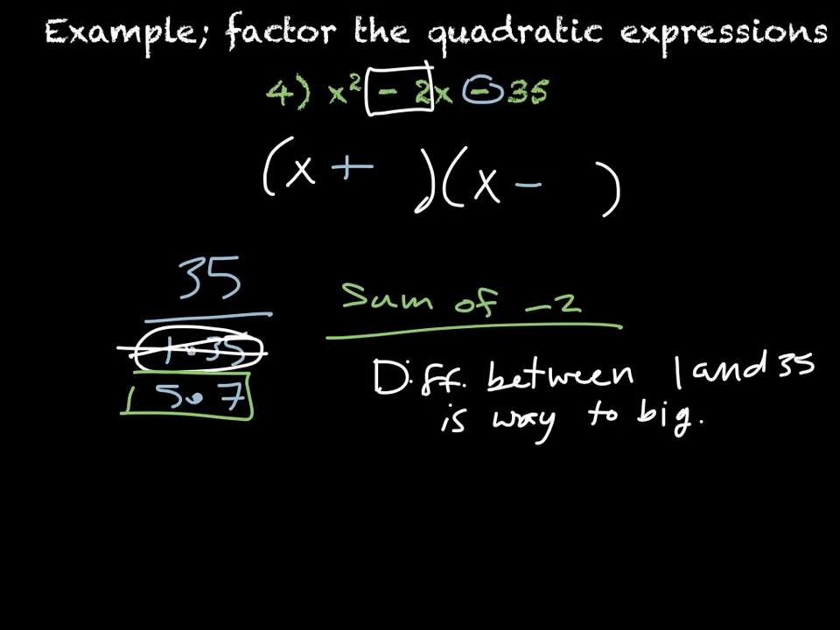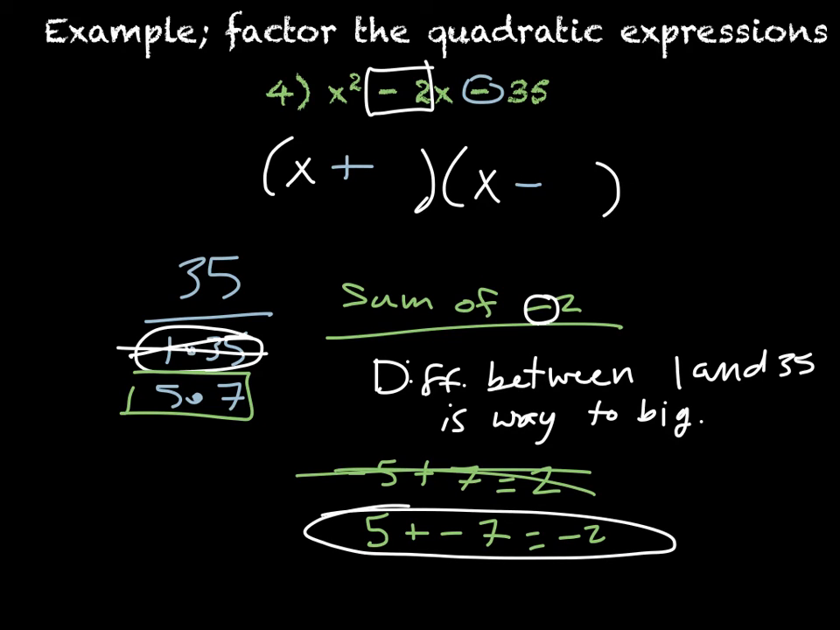So if I go negative 5 plus 7, I get a positive 2. Well, we don't want a positive 2, we want a negative 2. So it can't be that one. So that means it's got to be a positive 5 plus a negative 7, which is going to give me a negative 2, exactly what I'm looking for. So I'm going to put my 7 with my negative and my 5 with my positive, and then that would be your final answer.